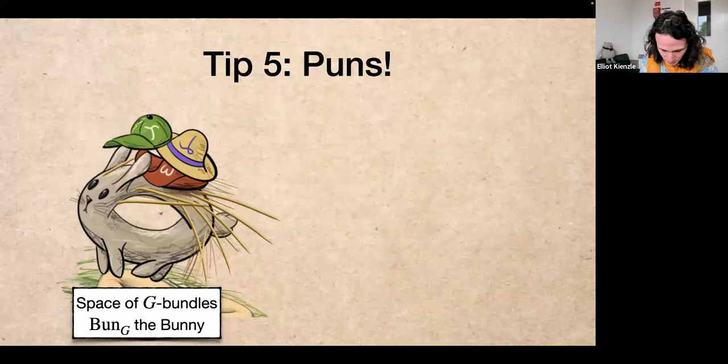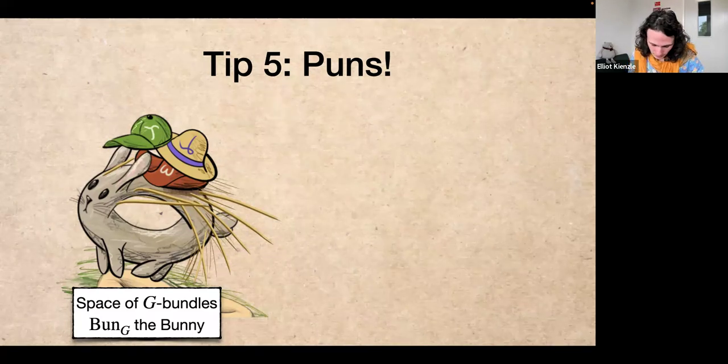So here's an example of another space. This is the moduli space of G bundles, where G is a group. It's quite related to the last space, actually. Generally, people write this as Bun sub G, G bundles, Bun G. So I drew her as Bun G the bunny.